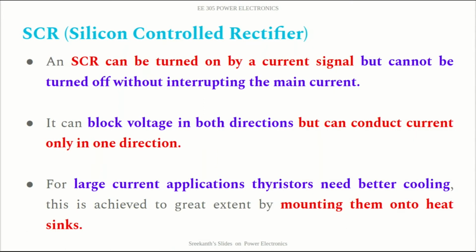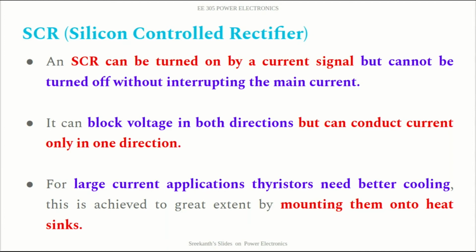Now an SCR can be turned on by a current signal but cannot be turned off without interrupting the main current. What it means is that even if you apply a positive potential at the anode and a negative potential at the cathode, the SCR may not turn on until a trigger is given to the gate terminal. By giving a current signal to the gate terminal, you can turn on the thyristor, but you cannot turn off a thyristor or an SCR by removing the gate pulse or by giving a negative pulse.